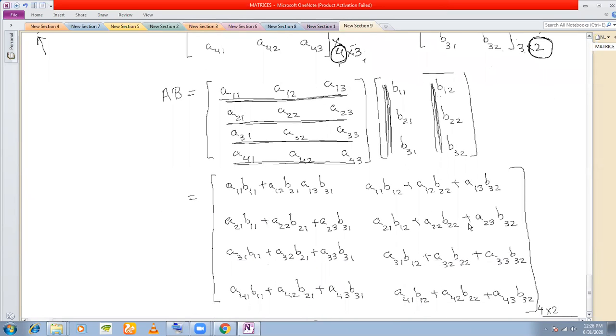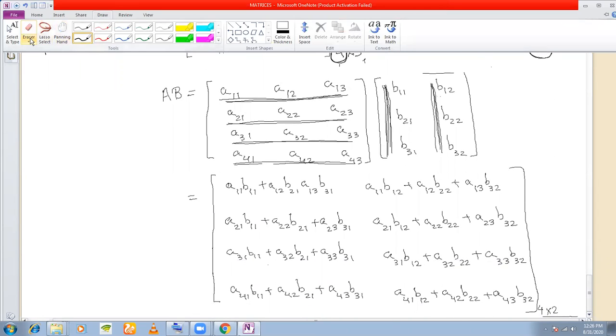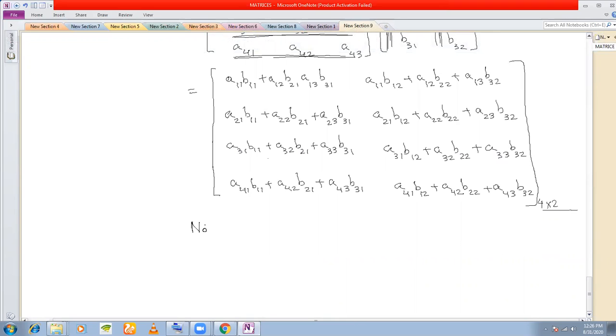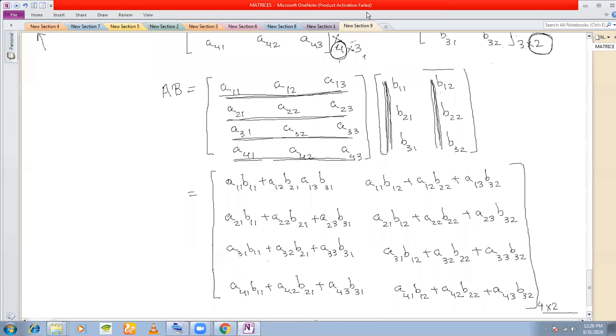So we write a note: BA does not exist as the number of columns of B is not equal to the number of rows of A. This is very, very important. Remember this.